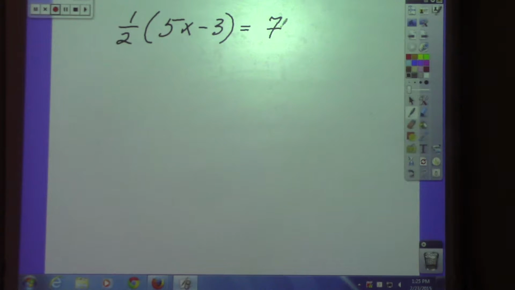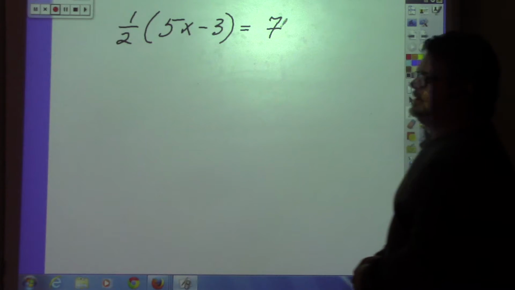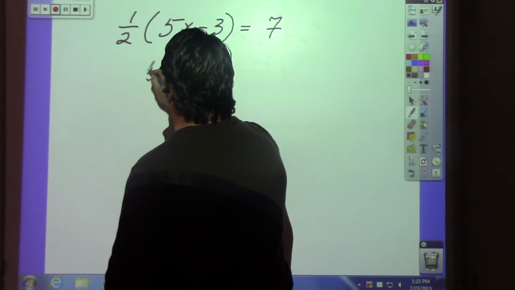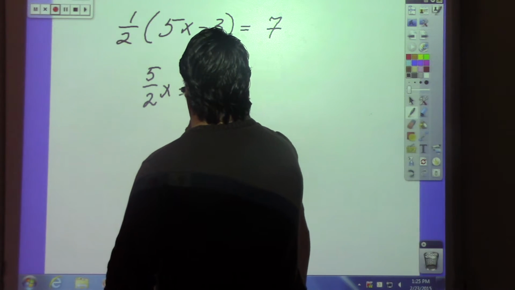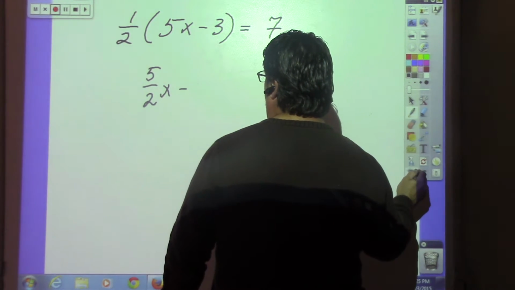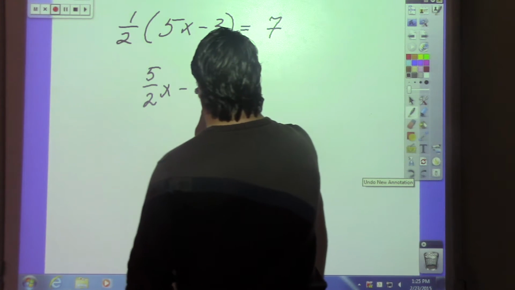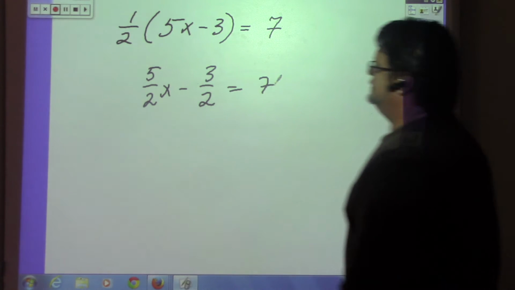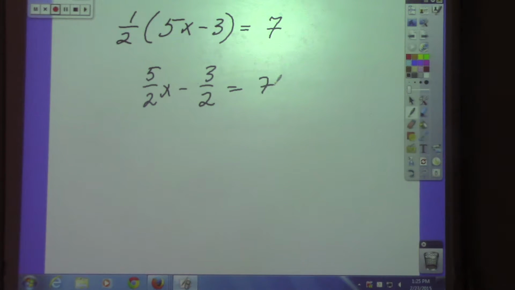All right. So, here you don't need to clear the fraction. You just distribute that fraction. That way we get 5/2 x is equal to 3/2 x, or minus 3/2 x. And now not only do we have one fraction, we have what? 2 fractions. So we went from normal to whips and chains. Don't you multiply the fraction? Okay? So don't do that.